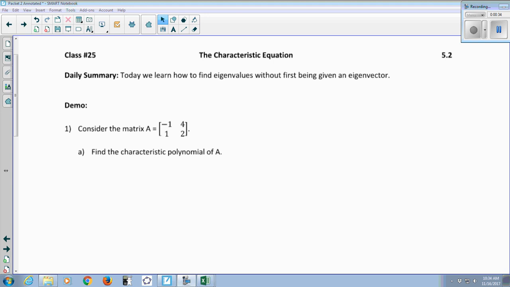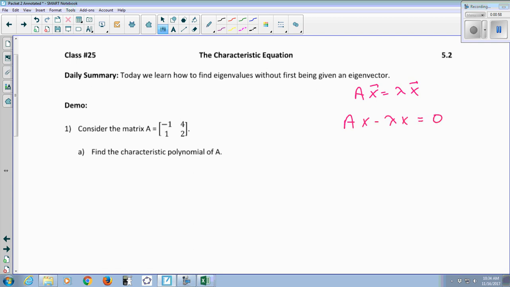So the key is that the definition of an eigenvalue and eigenvector was that AX equals lambda X, right? Lambda is the eigenvalue, X is the eigenvector. So if you were going to solve this equation, you would solve AX minus lambda X equals 0, factor out an X, and you get A minus lambda I times X equals 0. So this is the equation you're trying to solve.